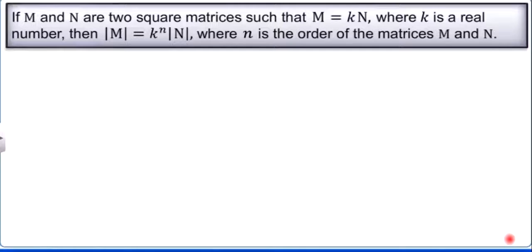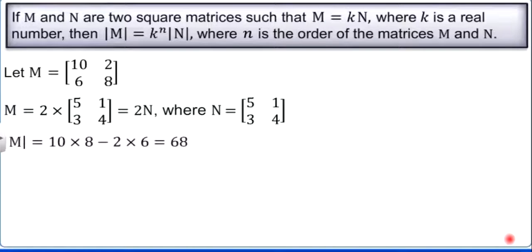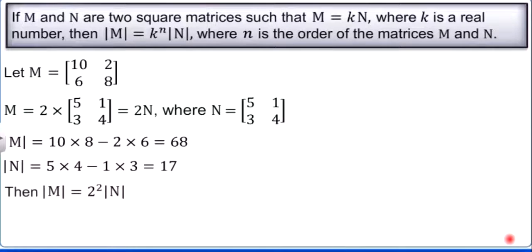Let us apply this result to a matrix M. It can be written as 2 times matrix N, where N is a matrix with the entries 5, 1 in the first row and 3, 4 in the second row. On evaluating, determinant M is equal to 68. And on evaluating determinant of N, we get 17. Observe that determinant M is equal to 2 squared times determinant N. This verifies the result.